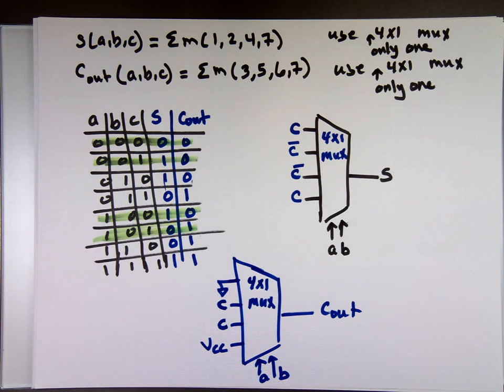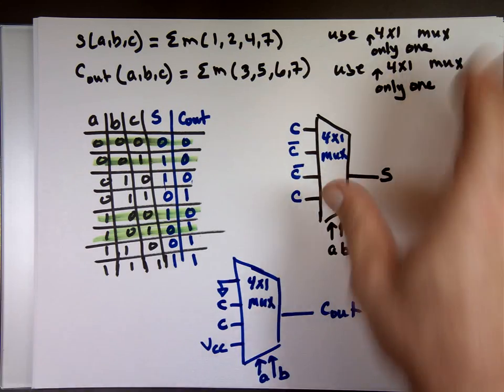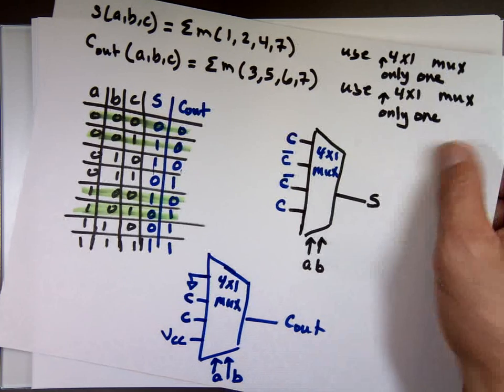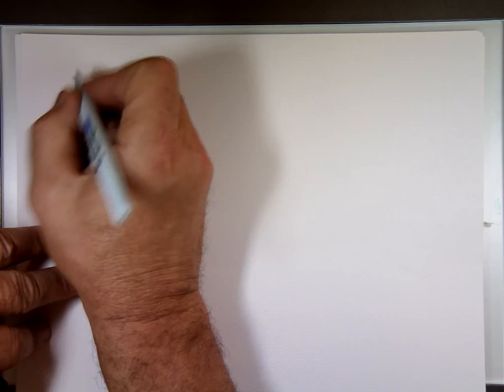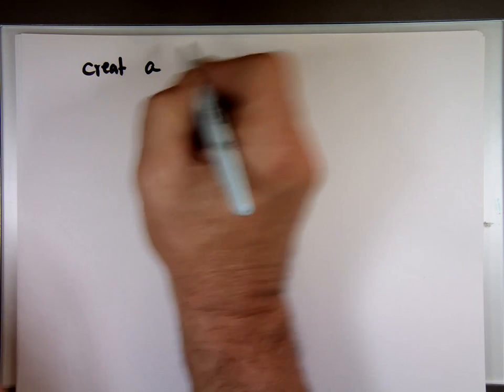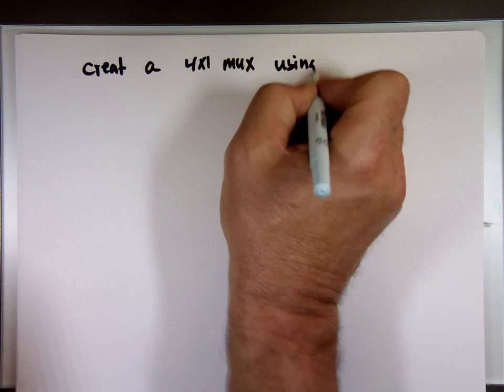Now, could I actually make an 8x1 mux out of 4x1s? Or could I take two 2x1 muxes and make a 4x1 mux out of them, if I don't have them in the lab? Let's do that. I want to create a 4x1 mux using only 2x1 muxes. Here we go. I don't want to go crazy with it.